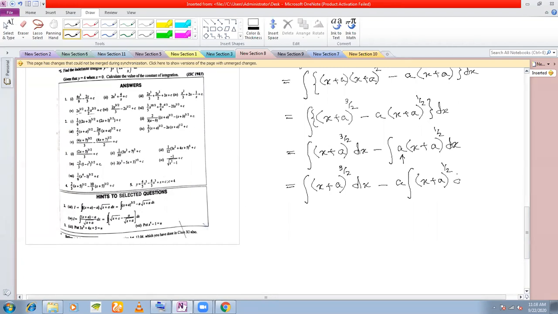Hope this is clear. Now this can be evaluated as x plus a to the power of 3/2 plus 1 by 3/2 plus 1, minus a times x plus a to the power of 1/2 plus 1 by 1/2 plus 1, and you give a constant of integration. Now just simplify this.